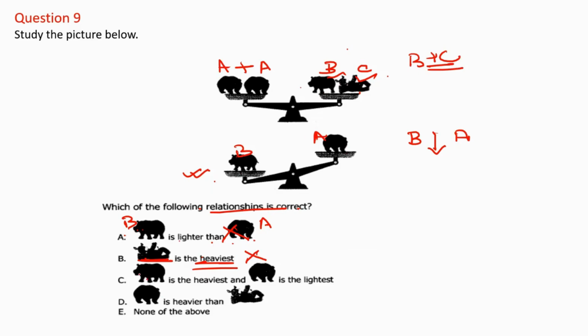Is this one, what have we taken this as? B. Is B the heaviest? No. B is not the heaviest because B and C together balance A. So B is definitely not the heaviest. So this is also, third option is also wrong. So we are left with the last one, D. This we have taken as A. A is heavier than C. Is it true? Yes, because B and C together is balancing two A's. So obviously A is heavier than C. So option D, that's correct.